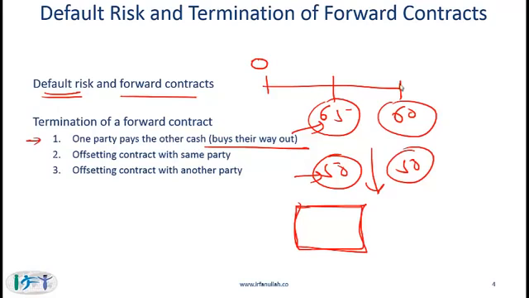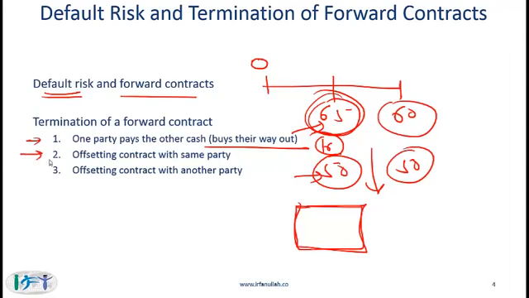So if we come back to this example, let's say at the midway point, the underlying stock has gone up to 65. So the long is winning. If the long party and the short party agree that the short will pay, say, $16 to the long and close the contract, then this is one way of terminating the contract, as long as both parties agree and settle.